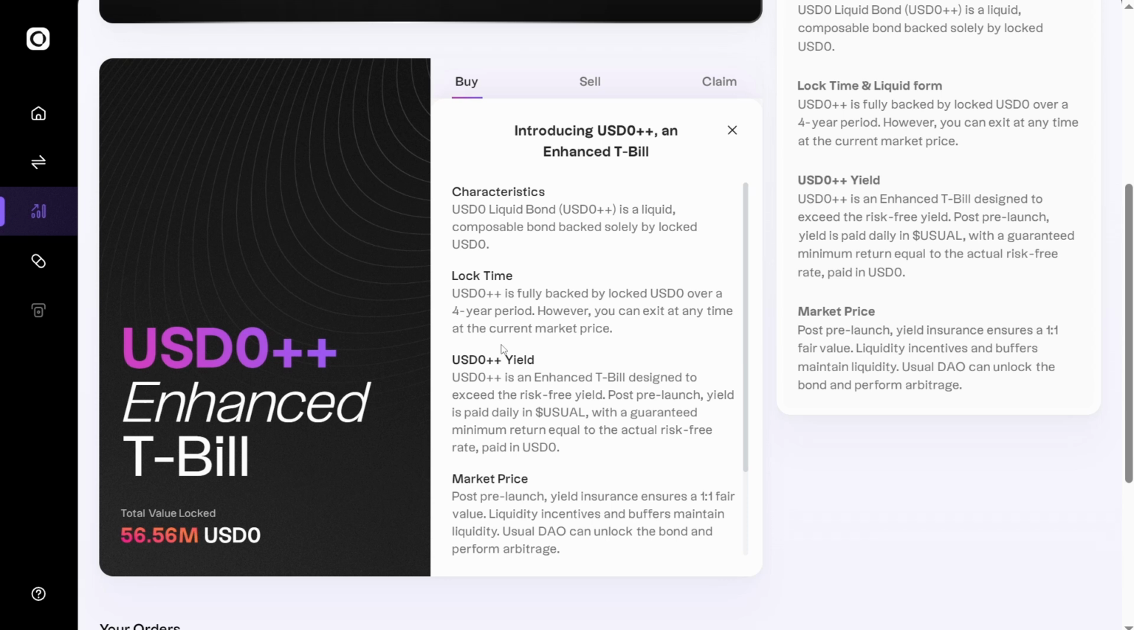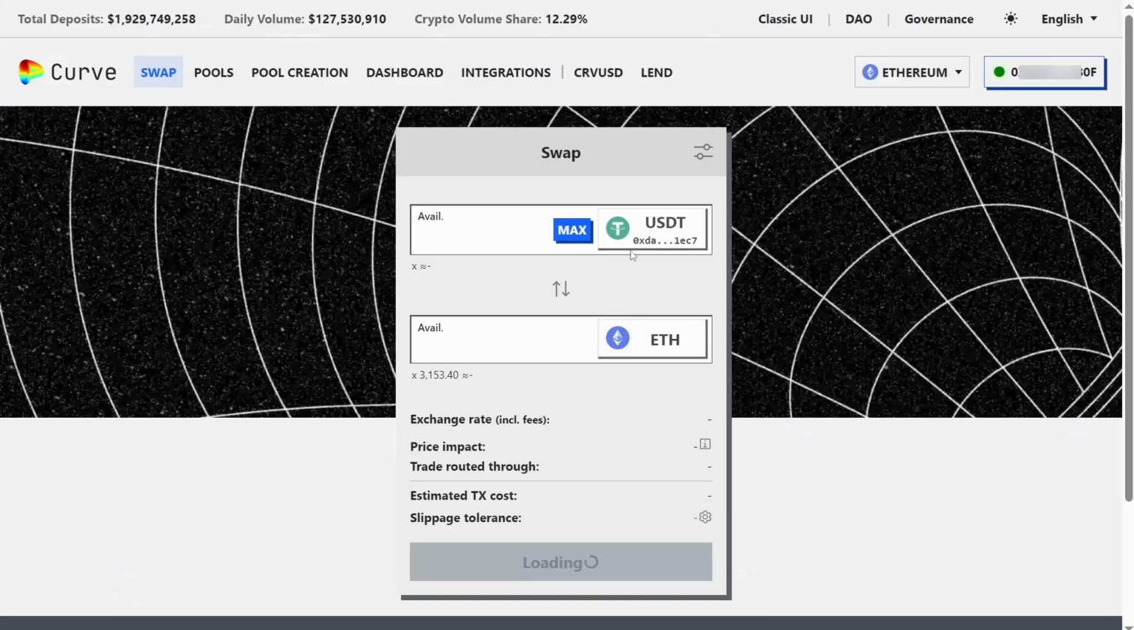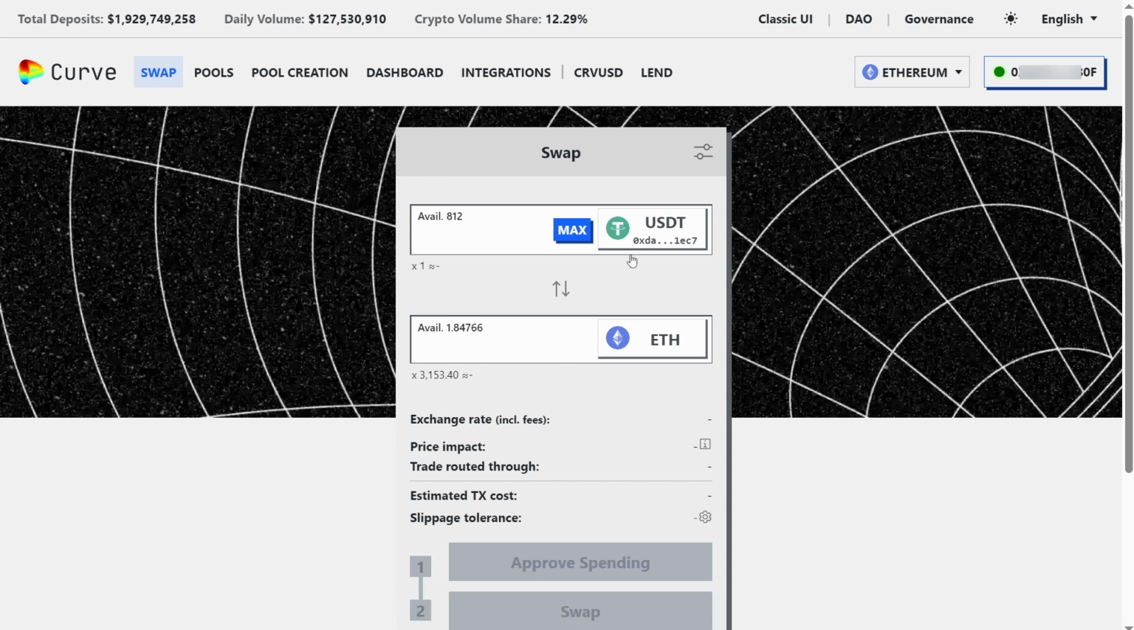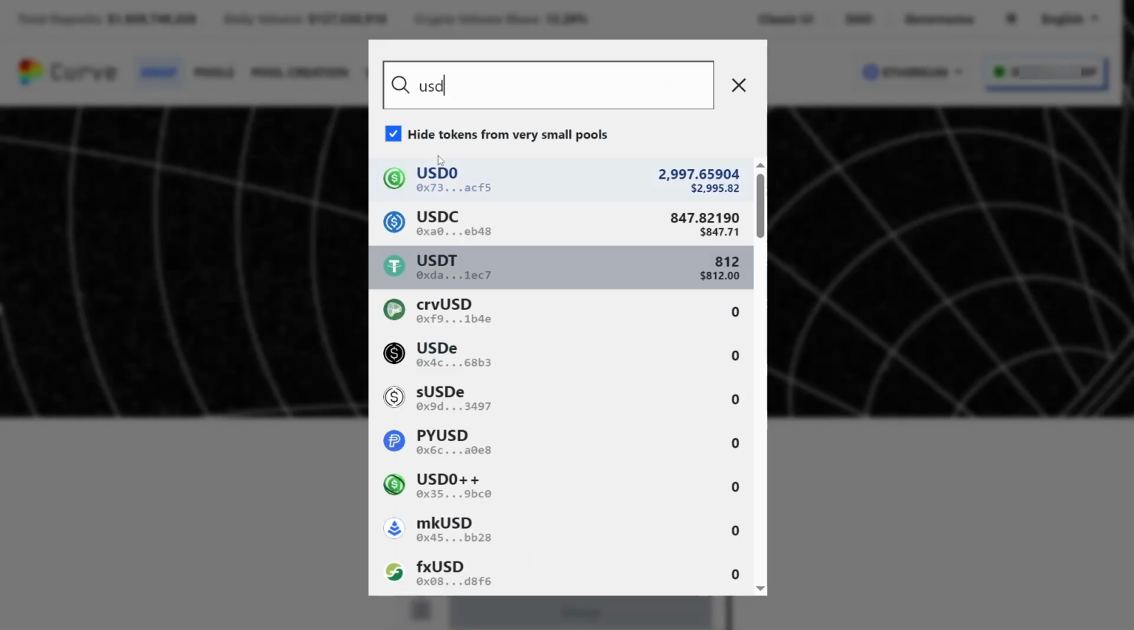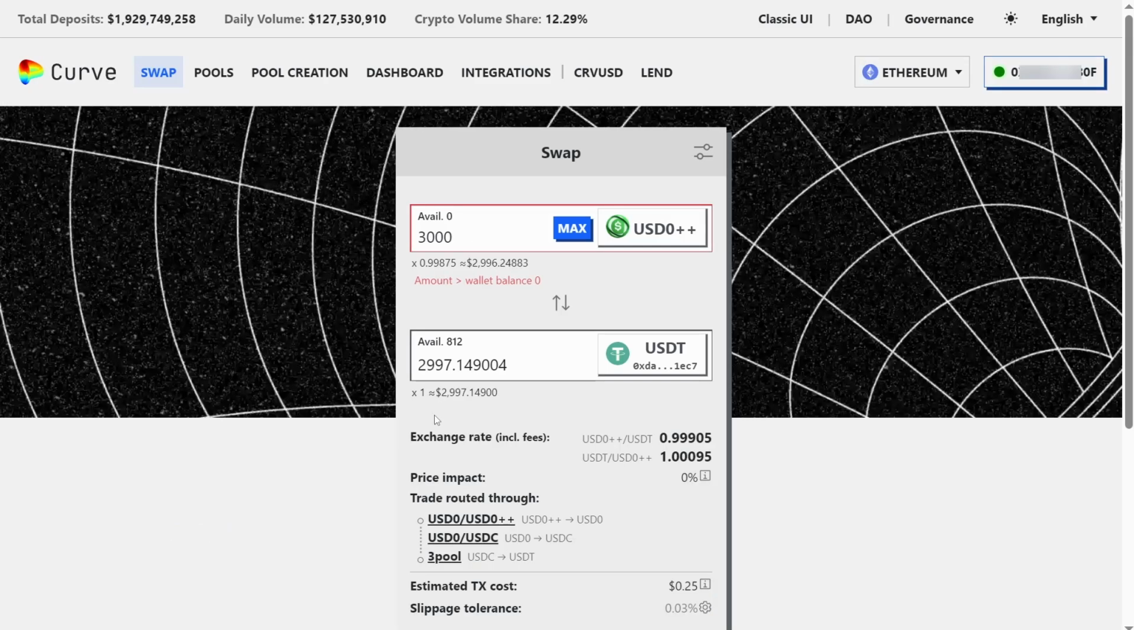In short, it's like a bond that is locked, but you can withdraw it on Curve. Theoretically, you will get it at a 1-to-1 rate. Let's check this. Open Curve Finance Swap. Select USD0++ and USDT. As you can see, the conversion rate is around 1-to-1.